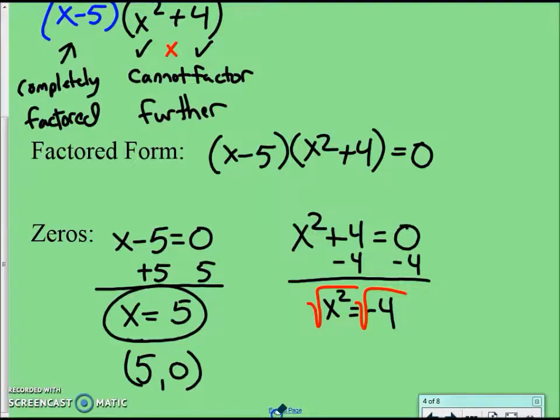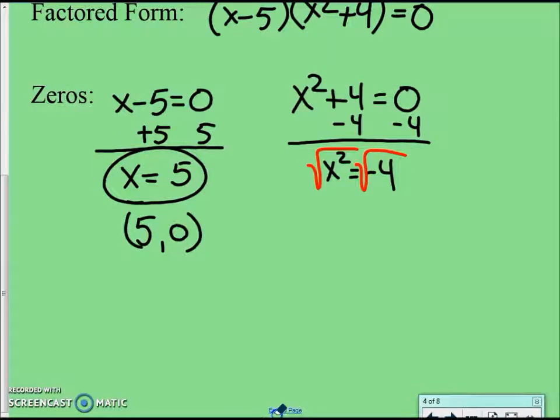Taking the square root of both sides, I'm going to get on the left-hand side, x, equal to plus or minus. Anytime I take the square root of both sides, I'm going to end up with one of the sides being plus or minus the square root of -4. Of course, -4 means it's an imaginary root.